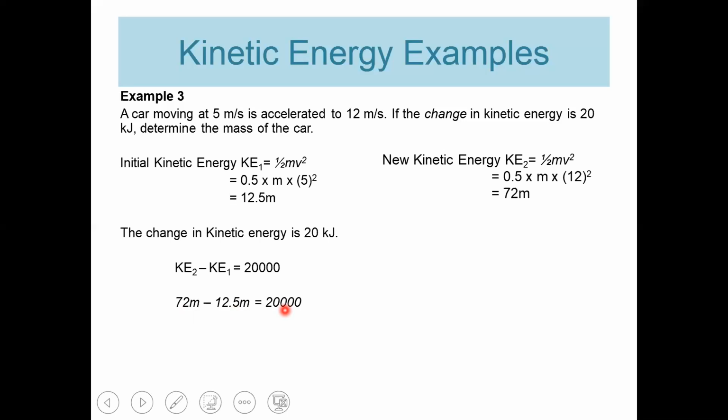So hopefully at this stage you can see that we're in a position where we can start working out the mass of the vehicle. So 72 minus 12.5 is 59.5 times the mass. So dividing both sides by 59.5 gives us the formula for the mass of the vehicle: 20 kilojoules divided by 59.5, which is 386.13 kilograms.